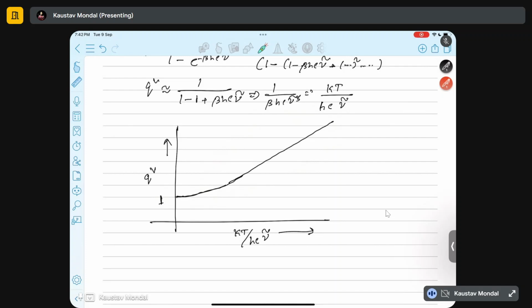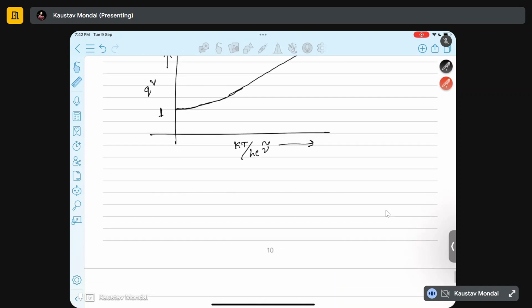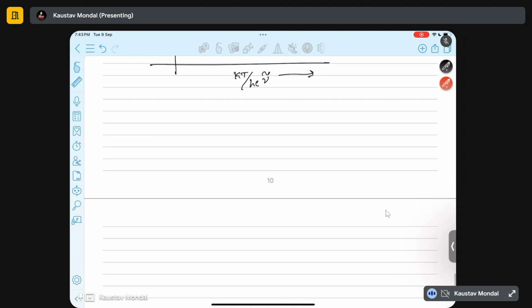Just like the case in the rotational partition function, where you have to find a rotational temperature, here also you can do that. From the expression of QV at high temperature, at kT greater than or equal to hc nu bar, the Q vibrational takes the form QV equal to kT by hc nu tilde.